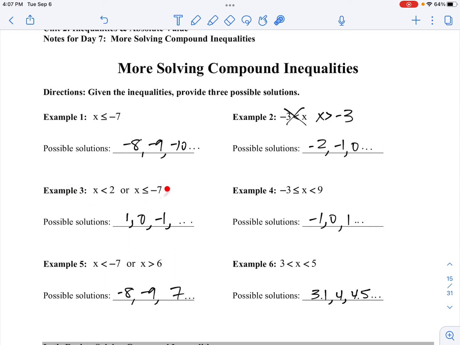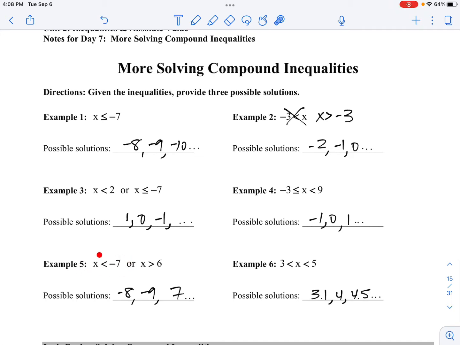I have 2 different inequalities here, both less than. So x is less than 2, so I put 1, 0, -1. Or x is less than -7, so any number to the left of that would also work. Number 4 means anything in between -3 and 9, so I just picked these 3 numbers, but any 3 numbers in between those will be fine.